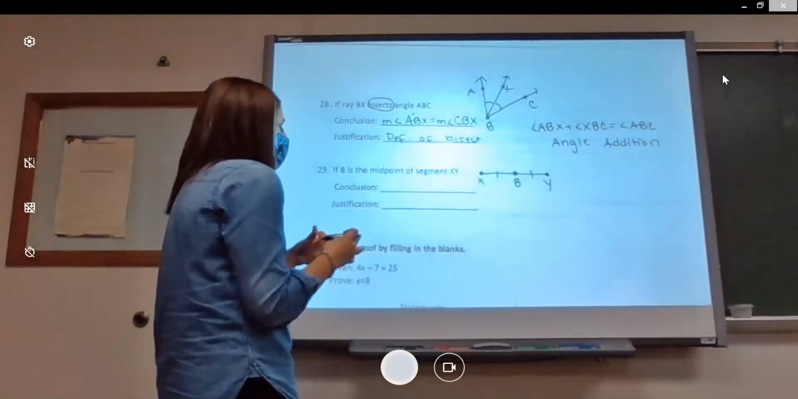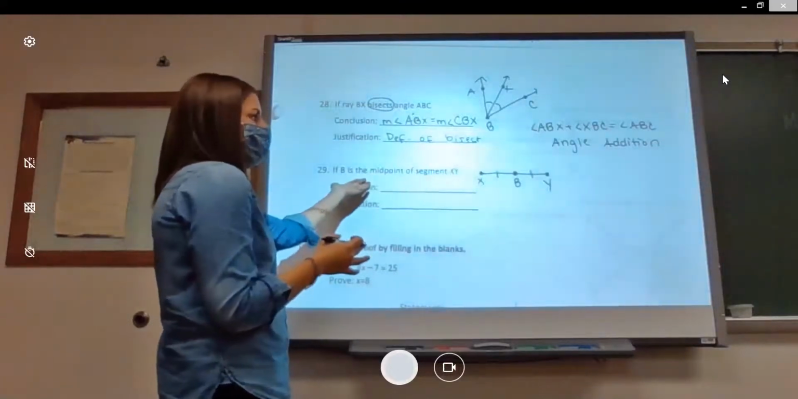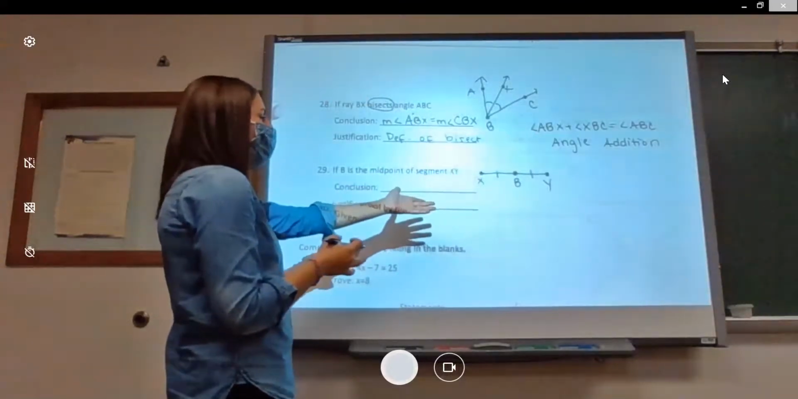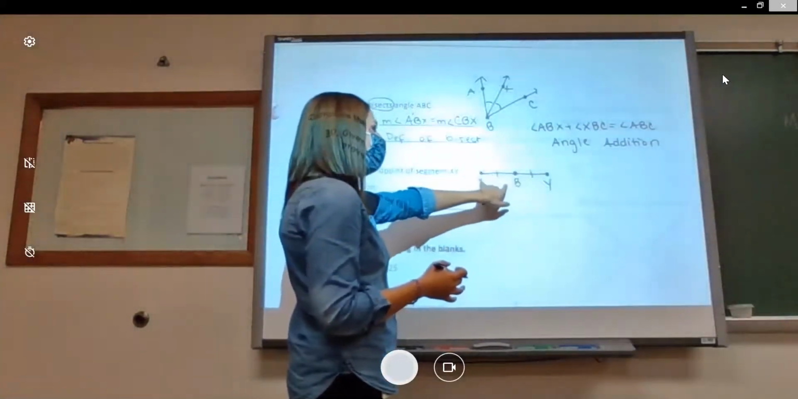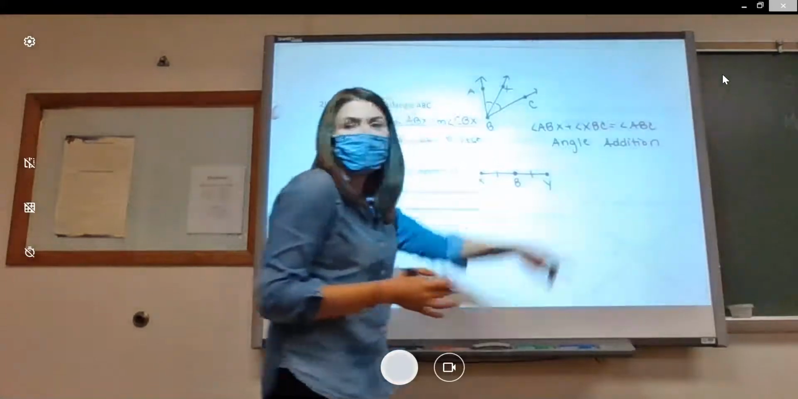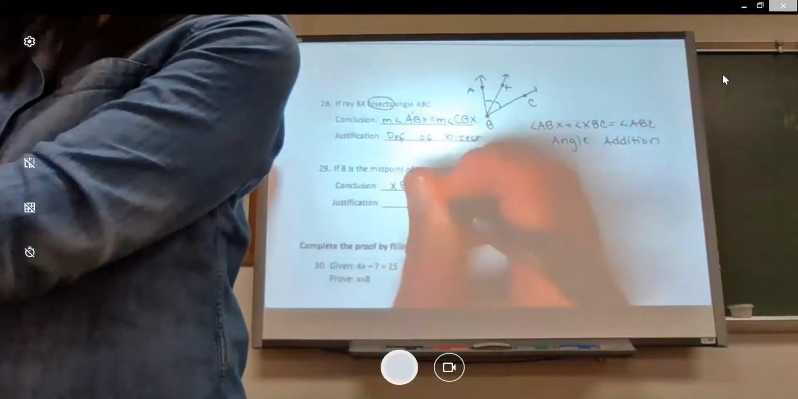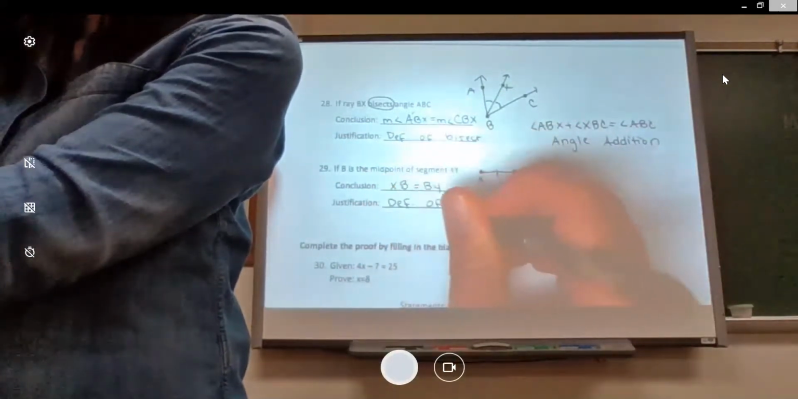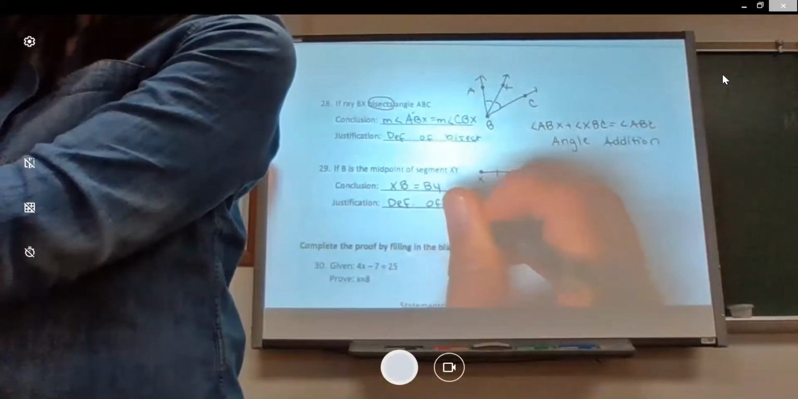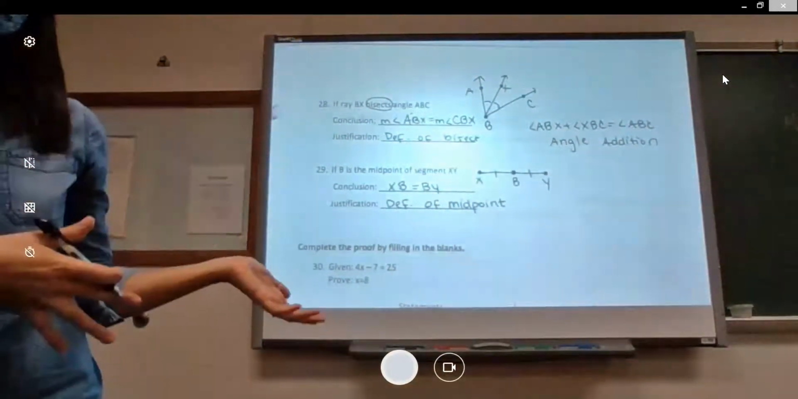So again, one thing that I could write is about the midpoint. I could say, well, if it's the midpoint, then I marked it because I know that XB must equal BY, because that is the definition of midpoint. Okay, one acceptable response.